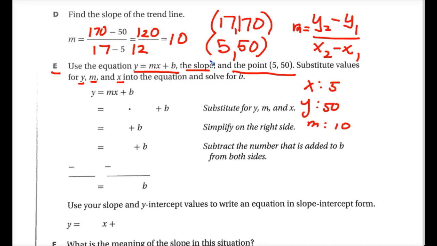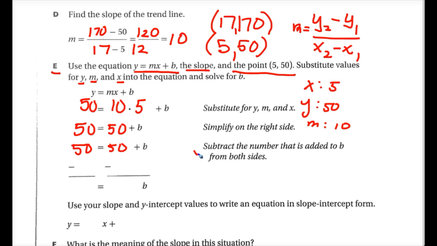Now I could use the 170 and 17, but we were given the 5 and 50, so we're just going to go ahead and use that. So y is 50, m is 10, x is 5. We do not know the b. So now we're going to simplify, and we get 5 times 10 is 50. Now what we're doing, I don't know if they're having us write this again.